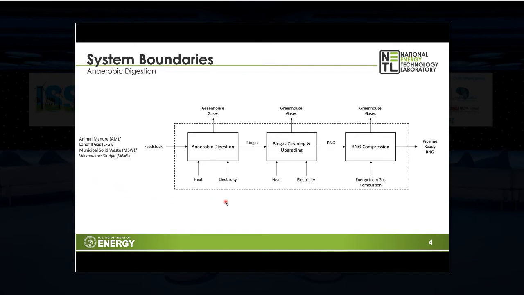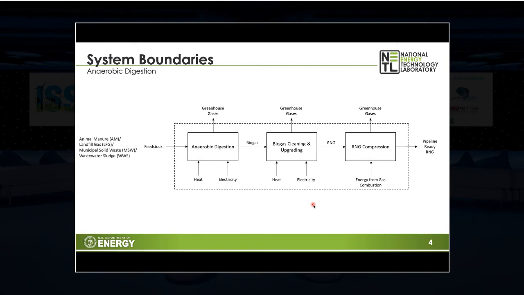These feedstocks first go through the AD unit, where the organic material in the biomass is broken down in the absence of oxygen, generating a biogas which is composed of methane, carbon dioxide, and small amounts of water vapor and trace gases. This biogas is then cleaned and upgraded to remove the carbon dioxide, water, and the other trace gases to produce an approximately 99% methane content RNG product, which is then compressed to bring it to the optimal pressure for pipeline injection. For the biogas cleaning and upgrading process, we modeled three different technologies.